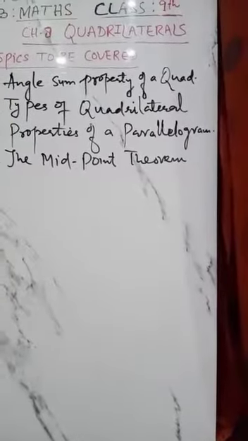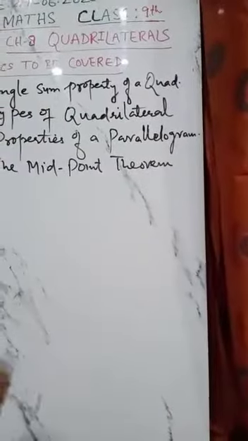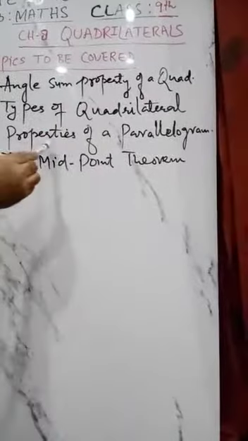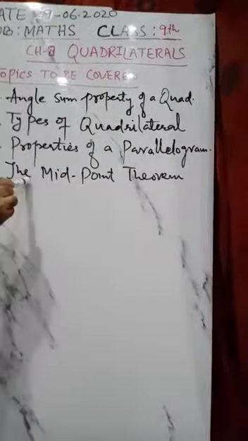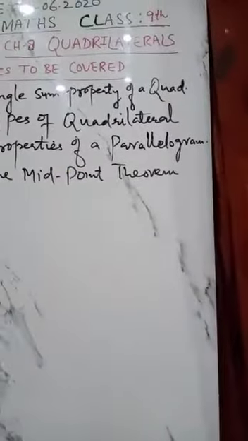The topics you have to cover in this chapter are: first, angle sum property of a quadrilateral; second, types of a quadrilateral; then we have properties of a parallelogram; and last but not least, the midpoint theorem, a very important one.